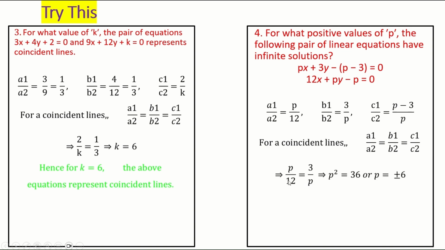So you take the first two ratios. p by 12 equal to 3 by p, which means p square equal to 36. So p is equal to plus or minus 6. They asked only positive values of p. So you have to take only p equal to 6.